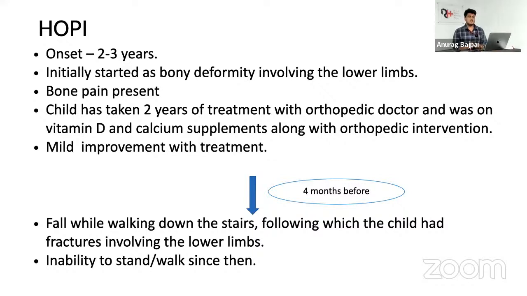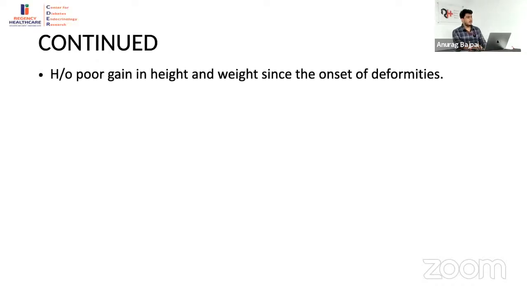So if I now go back to this history of a middle childhood onset with lower limb fractures, the most likely possibility will be distal RTA followed by proximal. This is based upon the findings that you found. Carry forward. With regards to the other history, there was a history of poor gain in height and weight since the onset of deformities. And there was a history of polydipsia, though this is not very severe.